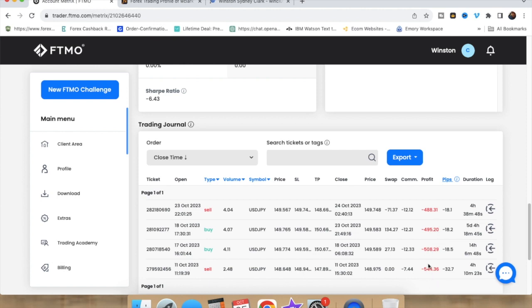So it didn't go below 1%, because that's the way that I programmed it.